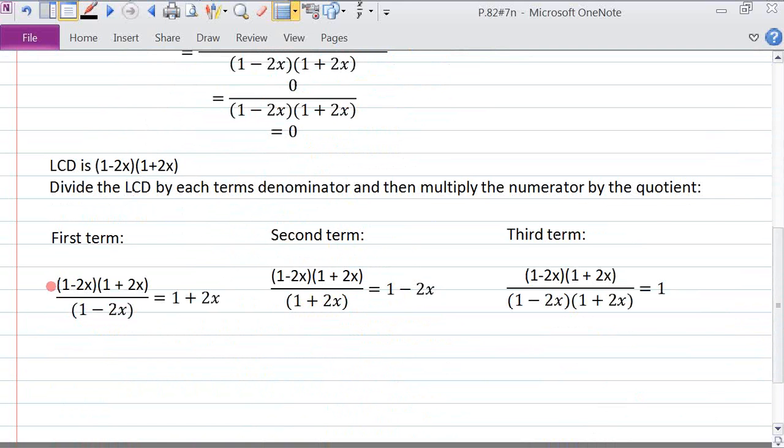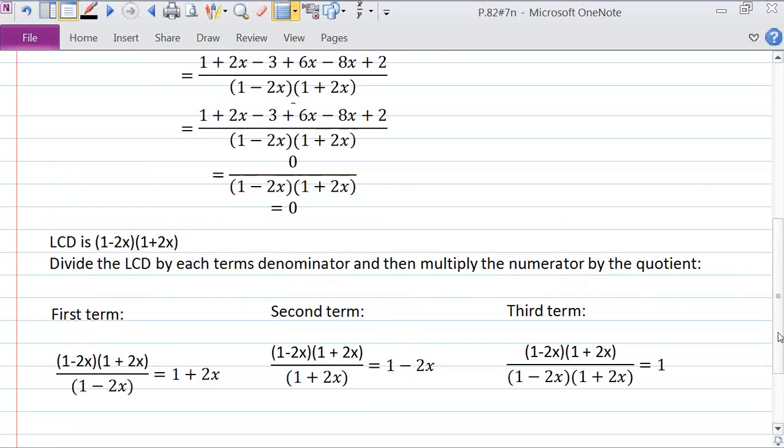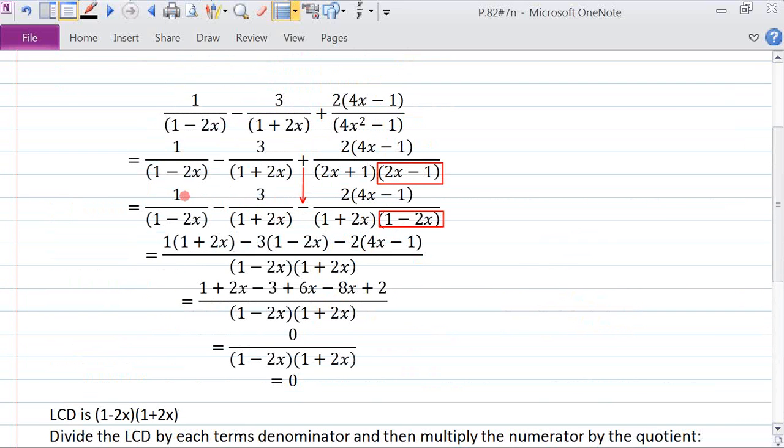And the key thing is to get this lowest common denominator and understand this part. This is the quotient, and you will always multiply each term's quotient by the numerator. So these are the quotients, and we multiply the numerators in each term by their respective quotients.